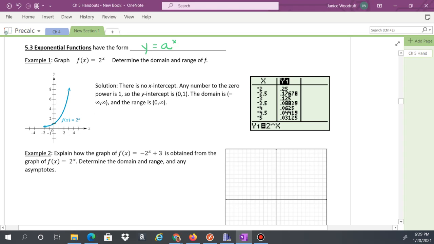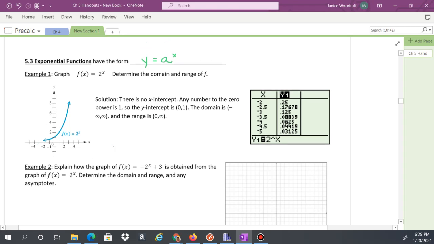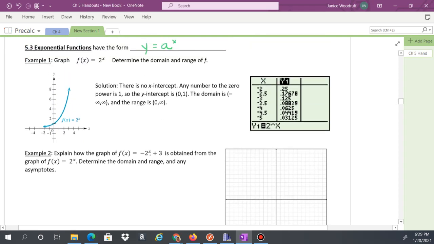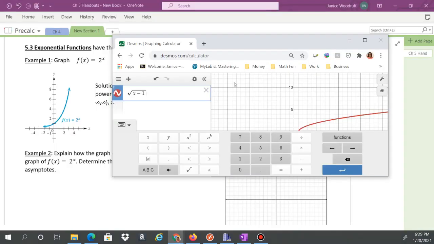The domain here is going to keep extending to the left and up, so negative infinity to infinity. And the range is going to be 0 to infinity because we're not going to cross the x-axis. So we can do some transformations here with this graph. Okay, if I take the graph of negative 2 to the x plus 3, let's just take a look at what that looks like. And then you can see where the transformations happen. So if I put this in here, I've got a negative 2 to the x value, and then plus 3.